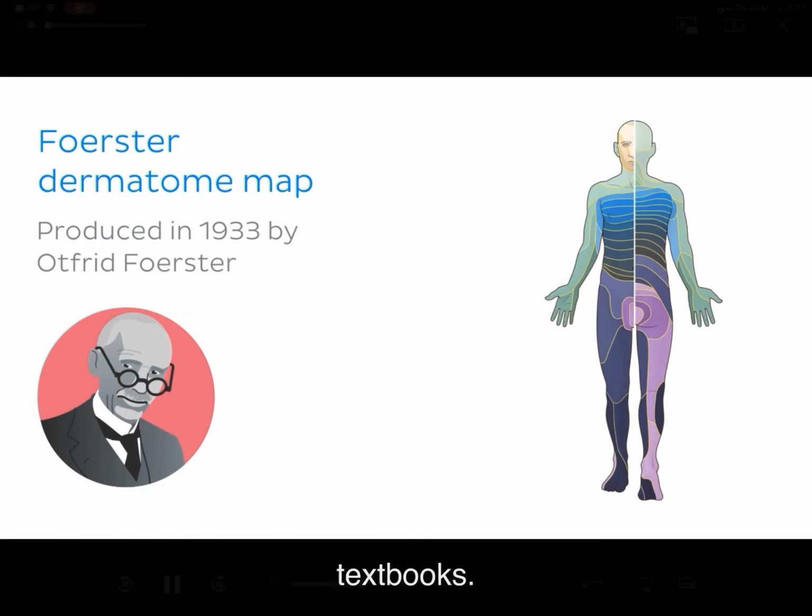However, you'll notice that in the Forster map, this area is attributed to the C3 dermatome instead, which has now been confirmed by a clinical study. You'll also notice that the C3 dermatome of the Forster map extends onto the supraclavicular region on the anterior aspect, which is not demonstrated on the Keegan and Garrett map.